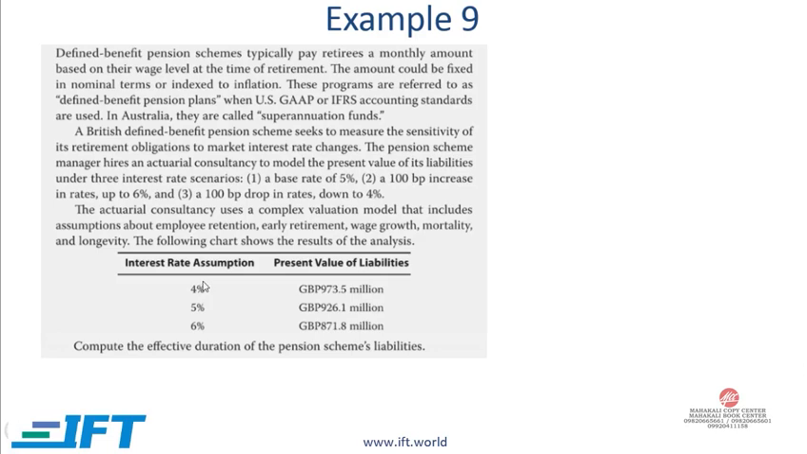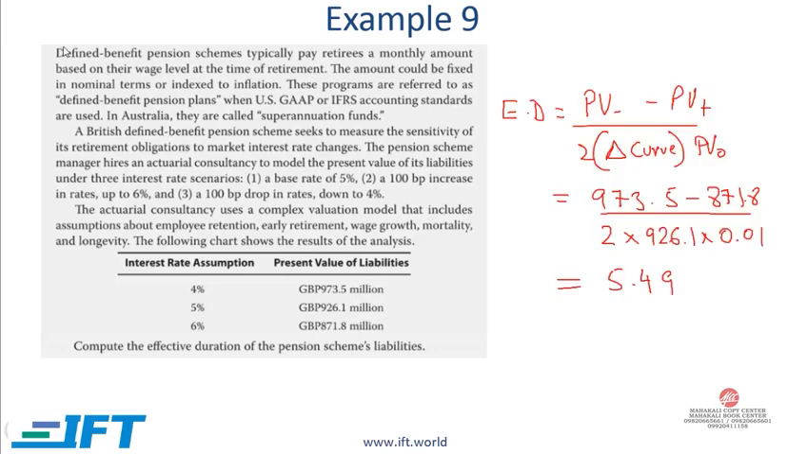Let's do example 9 now. This is a long-winded story, but it boils down to the use of this formula that we discussed on the previous slide. The effective duration is given by the value of the liabilities if the interest rates go down minus the value of the liabilities if the interest rate goes up, and then divided by 2 into delta into the initial base value. When you plug in the numbers, you get 5.49. So this is the effective duration.